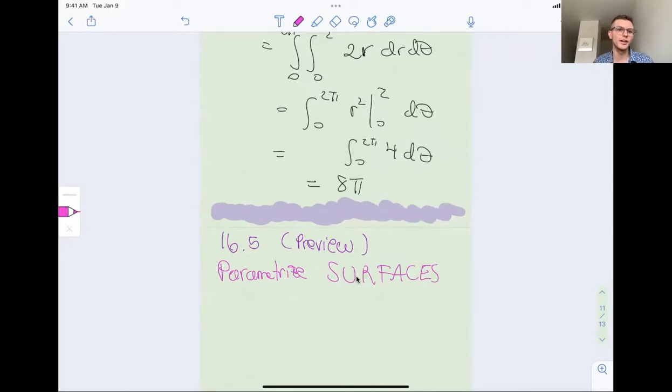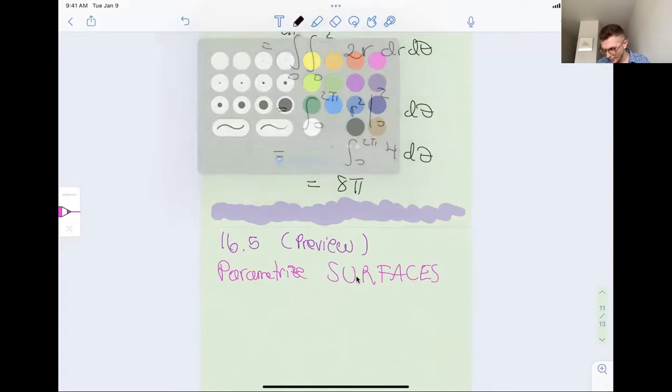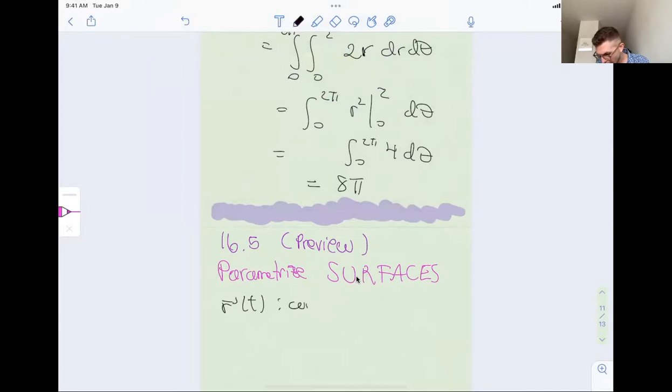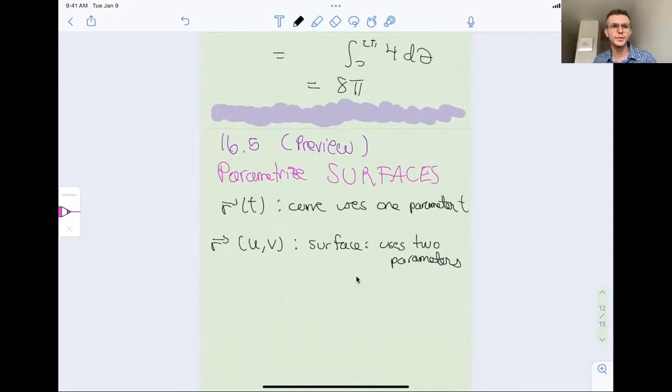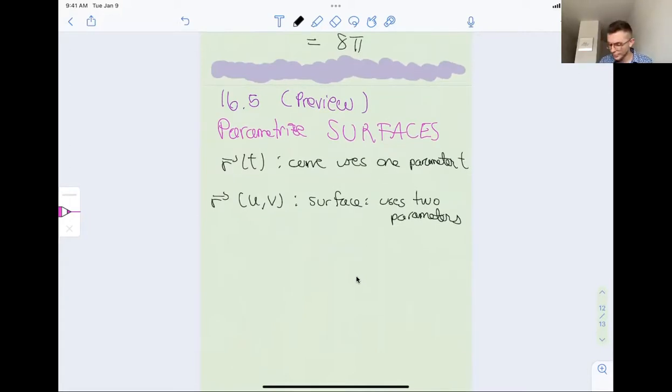The difference will be that a parameterization of a surface uses 2 variables. A curve, remember, uses 1 variable, 1 parameter t. And a surface will use 2 parameters, usually called u and v. That's the difference between parameterizing a surface and parameterizing a curve. We'll redo these examples next time, but let's start with something easy to get a hold on what we're going to do.